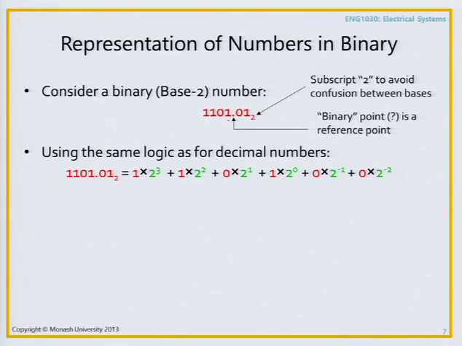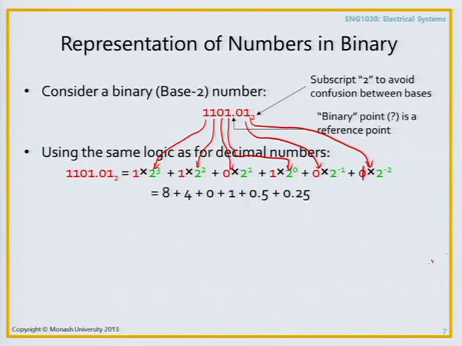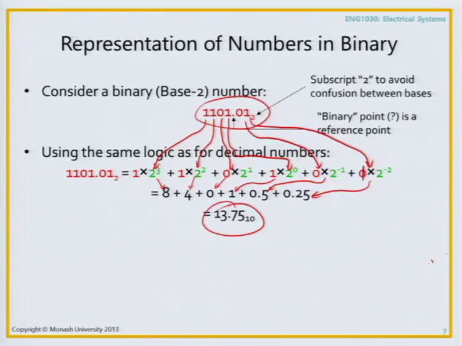So here you've got 1 lot of 2 to the 0, 0 lots of 2 to the 1, 1 lot of 2 squared, and 1 lot of 2 to the 3, 0 lots of 2 to the minus 1, and 1 lot of, oops, that should be a 1, 1 lot of 2 to the minus 2. So if we add up what all these values are, this equals 8, this equals 4, this equals 0, this equals 1. 2 to the minus 1 is 0.5, because it's 1 over 2, and 2 to the minus 2 is 0.25. Okay, so this number here actually represents, in decimal, 13.75 in base 10. Yep?